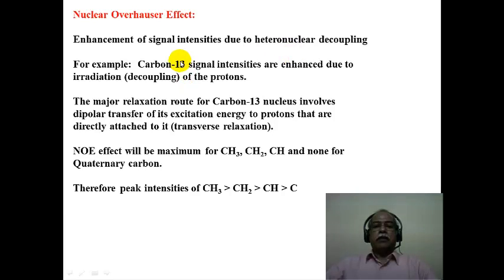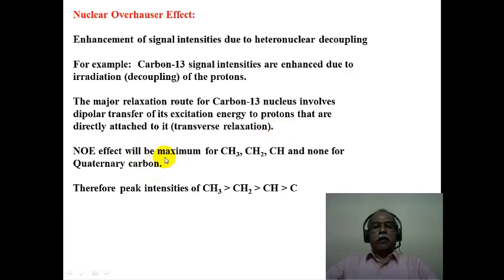For example, the carbon-13 signal intensities are enhanced due to the irradiation or the decoupling of the protons, because the population distribution is different under the conditions of proton irradiation compared to under the conditions of the protons not being irradiated. This is because the major relaxation route involves the dipolar transfer of the excited state energy to the protons, which are directly attached to it. In other words, the transverse relaxation is what is responsible for the enhancement process that takes place.